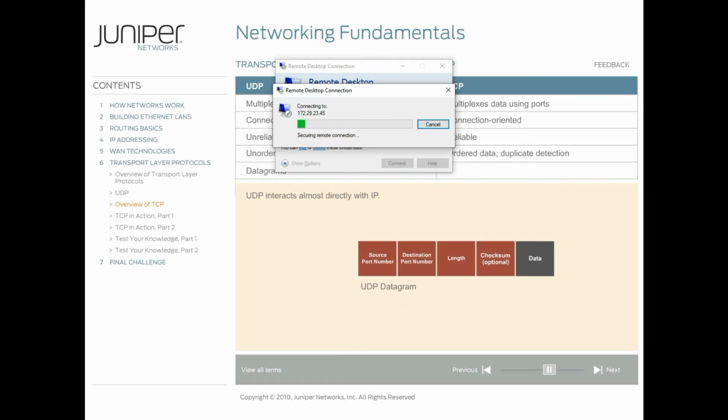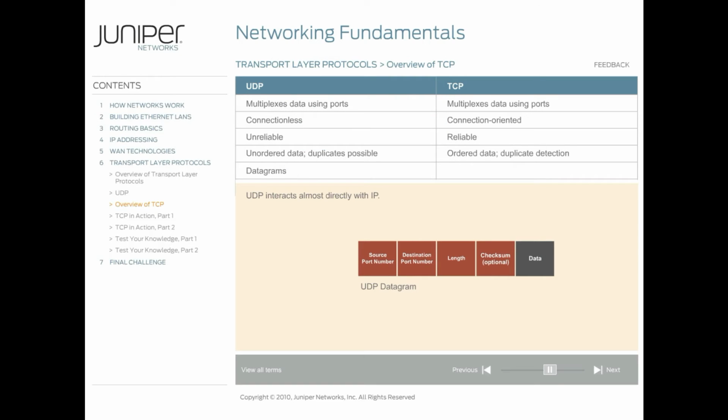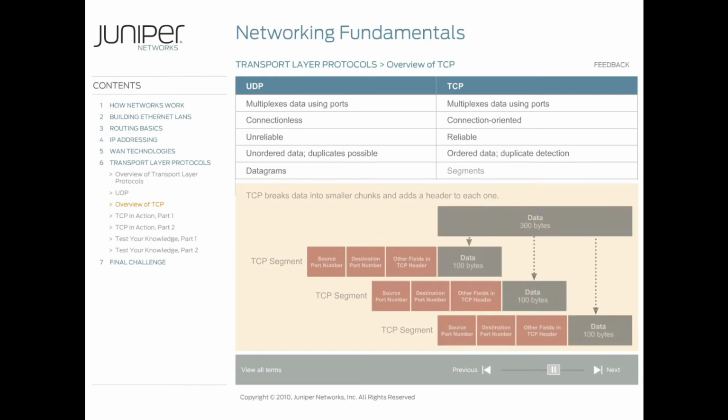We also saw that UDP interacts almost directly with IP, adding only port numbers and a simple checksum. UDP does not provide a way to chunk up or break data into smaller pieces to send across the network, relying instead on the application layer protocol in use. TCP, on the other hand, breaks a continuous stream of data into smaller chunks called segments for transmission across the network.